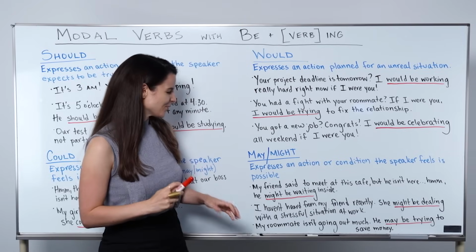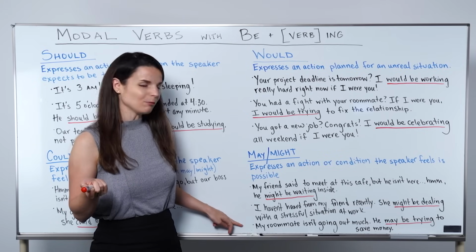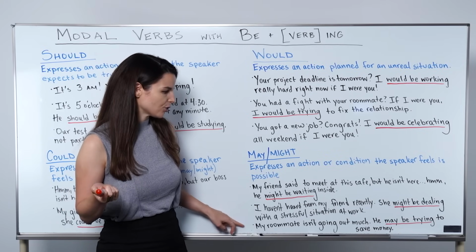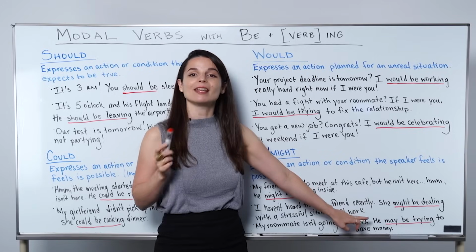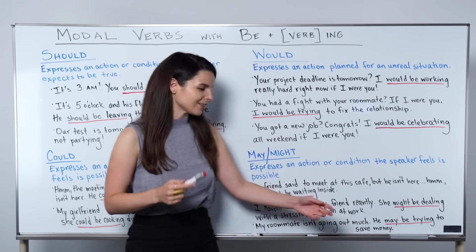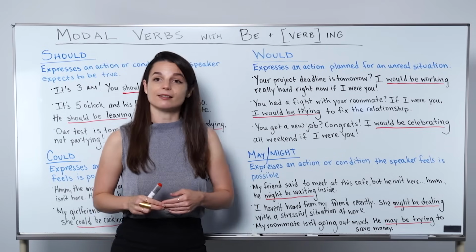Okay, let's move to our last example for this lesson. My roommate isn't going out much. He may be trying to save money. So here's our pattern, may be trying. He may be trying to save money.